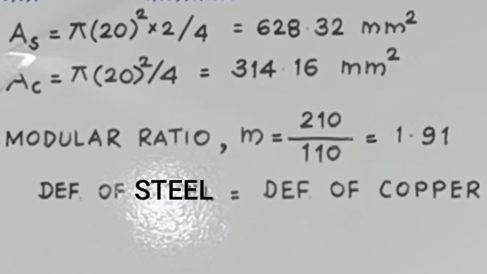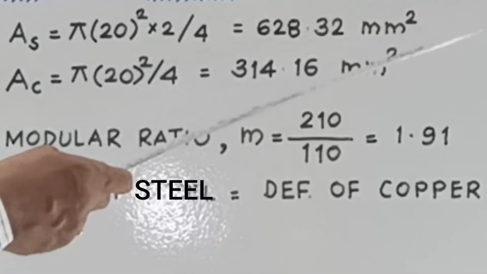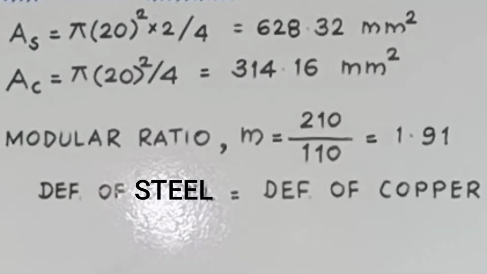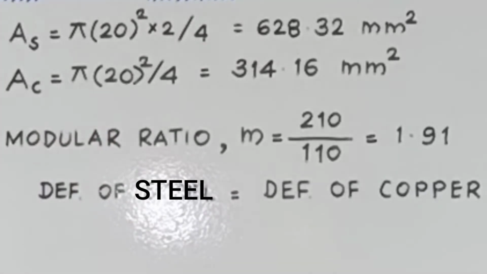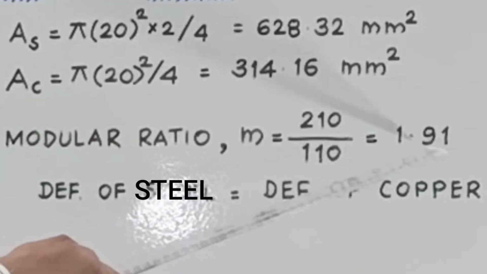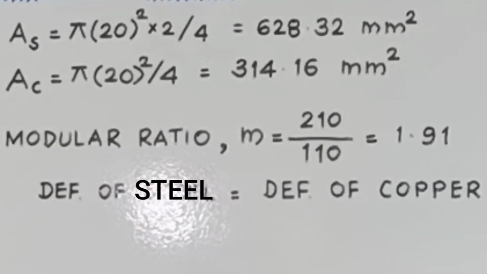So cross-sectional area of steel rods, area of one rod pi d square by 4 into 2, because there are 2 rods, which comes out to be 628.32 mm square. Area of copper rod pi d square by 4, 314.60. Here modular ratio is 210 upon 110, that is 1.91. Now we have only calculated it, it is not useful in this case because the lengths are different.